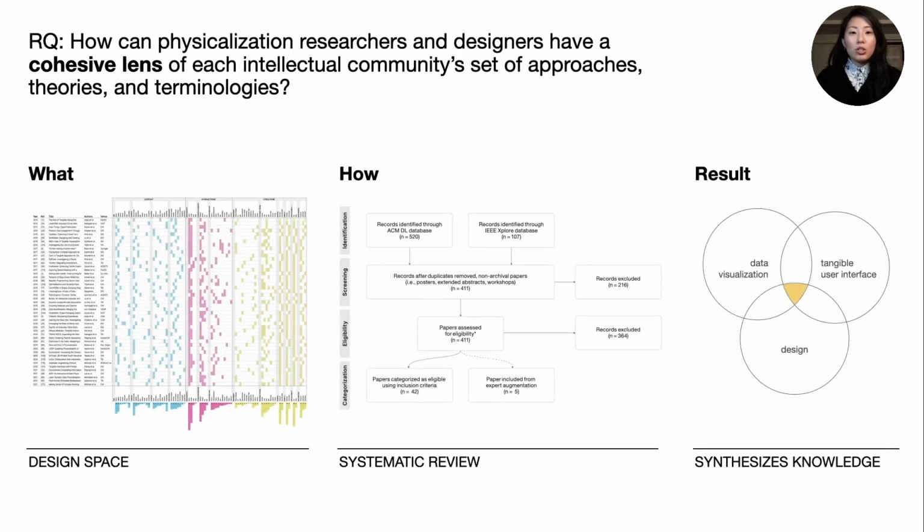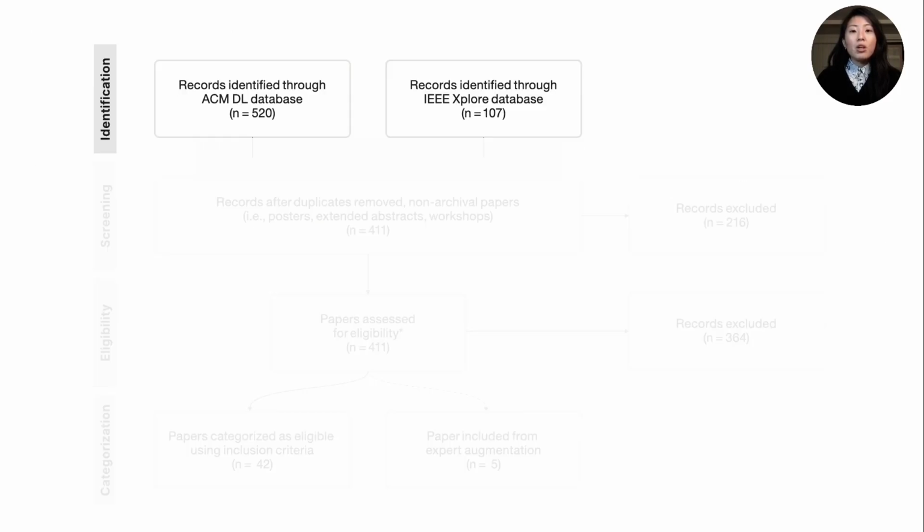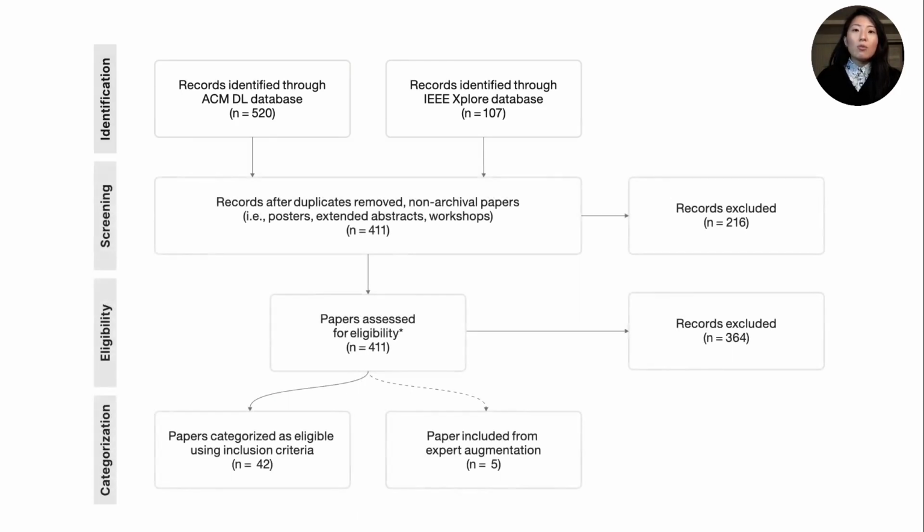To address this question, through a systematic review, we present a design space that highlights the cross-disciplinary considerations when creating physicalizations by synthesizing knowledge from the three relevant HCI communities. To elaborate more on our methodology, we use a systematic keyword search using two databases, and filter papers through our inclusion criteria to arrive at a final corpus of 47 papers. For more details, please refer to the paper.